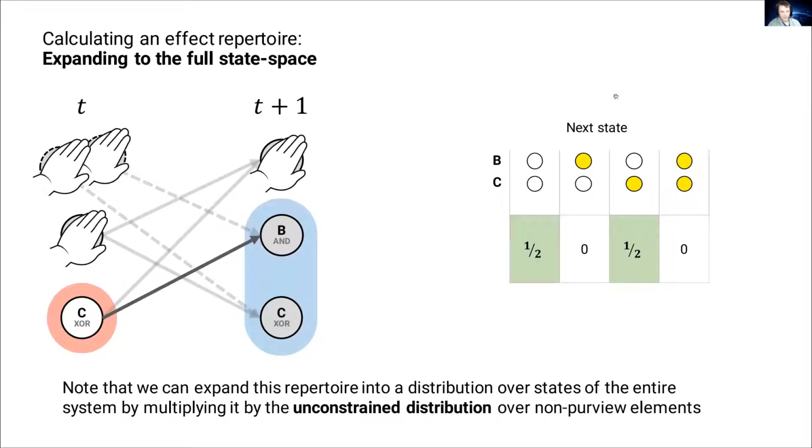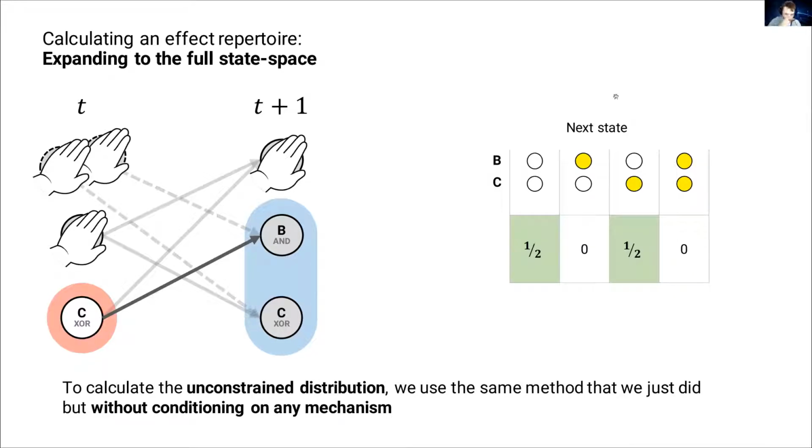Okay. Just before we get to picking up on Dawan's question, what we can also do is note that here we're only looking at the effect of some mechanism on some purview, but we might want to know what the effect of this mechanism and purview says about the unconstrained distribution over the non-purview elements. So taking this mechanism and this purview, what's happening in the rest of the system at the same time as well? And what we do here is we calculate the unconstrained distribution for the rest of the system at the next time point without conditioning on the mechanism at hand.